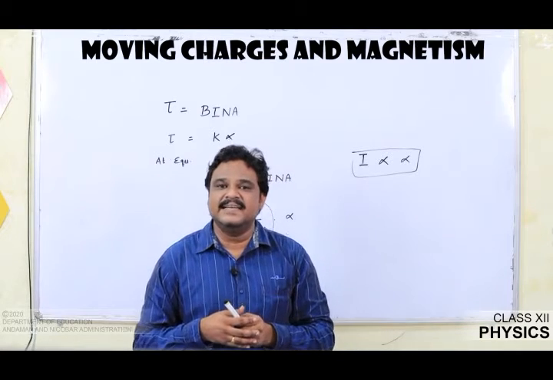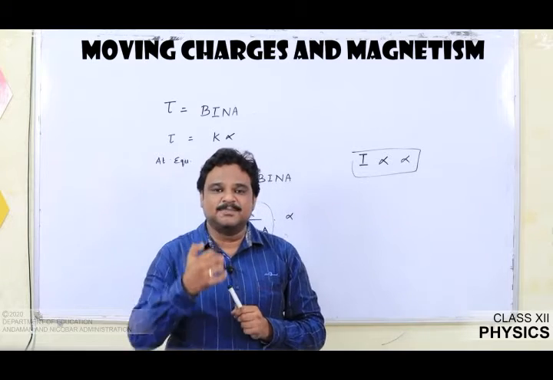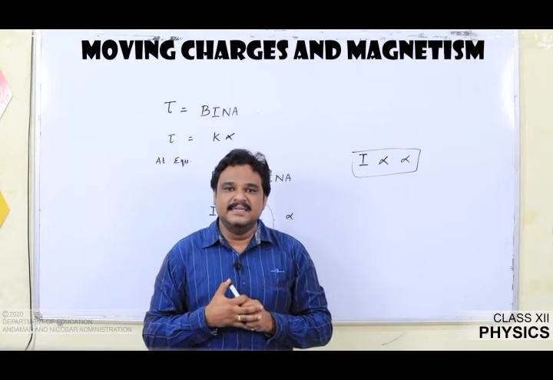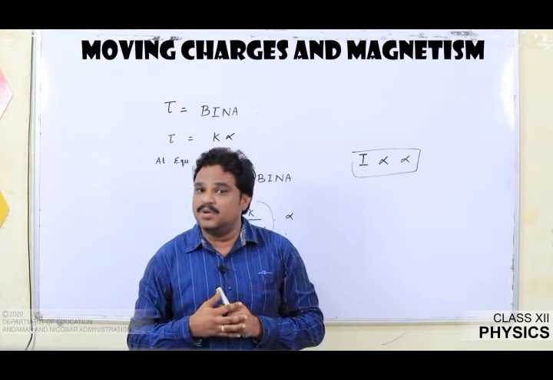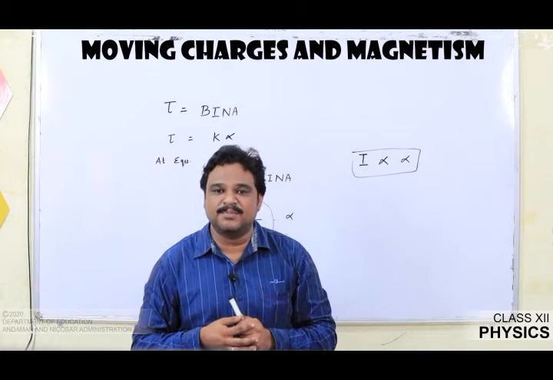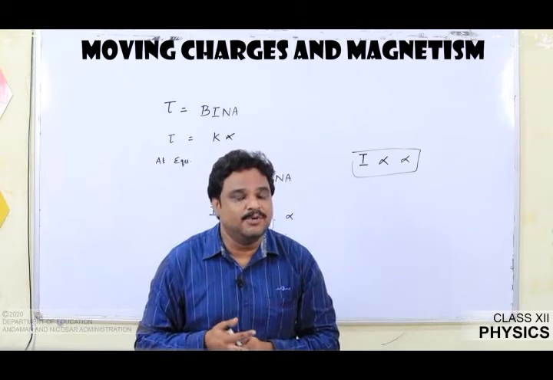Regarding constructional details, it consists of a rectangular coil ABCD. It is suspended between two concave shaped pole pieces of a permanent magnet. It is suspended from a T-shaped hook called the torsion head. The type of wire used for suspension is phosphor bronze, and it is kept between two concave shaped pole pieces.